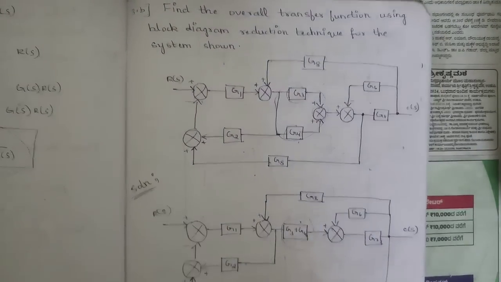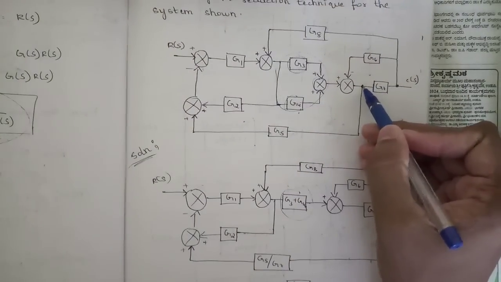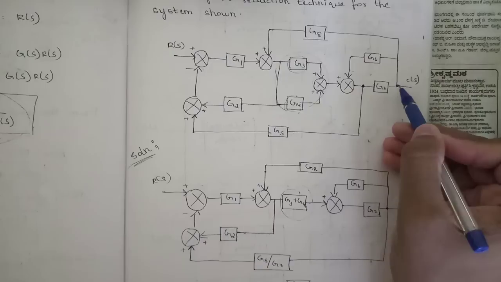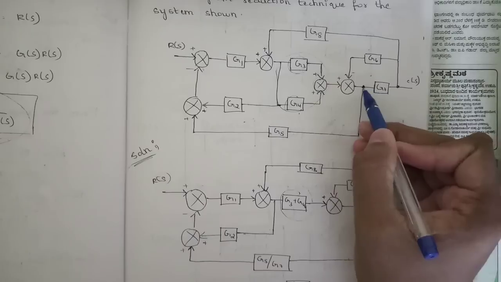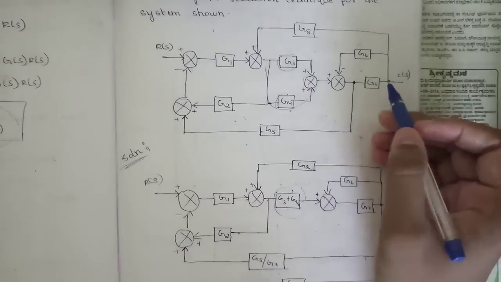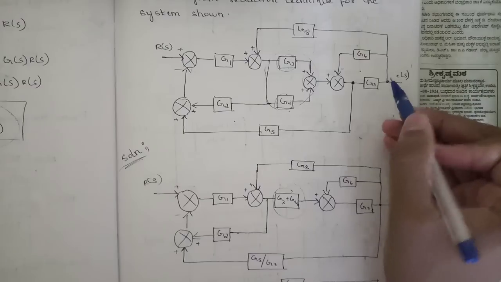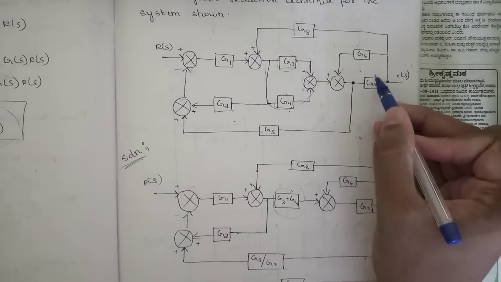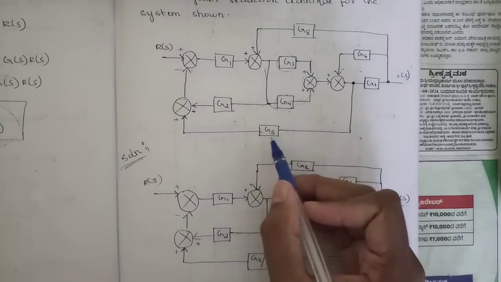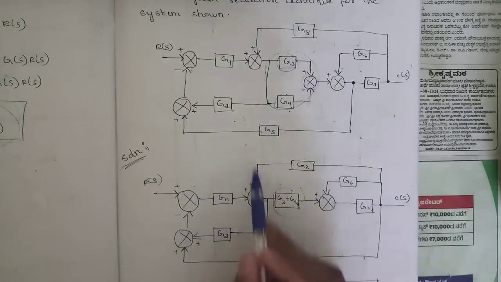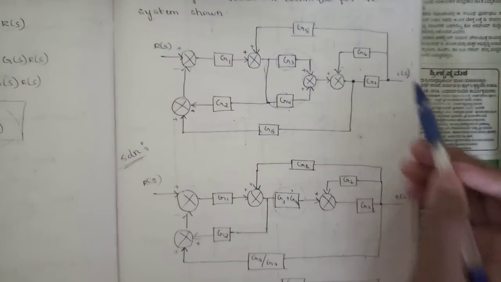And one more change I have made in this step is, here there is one takeoff point. I have shifted this takeoff point in front of this block, as you can see here. According to the rule of block diagram reduction, whenever we shift a takeoff point in front of a block, that block gets divided by the block here. So that's why this would be written as G5 by G7 after the shifting takes place.